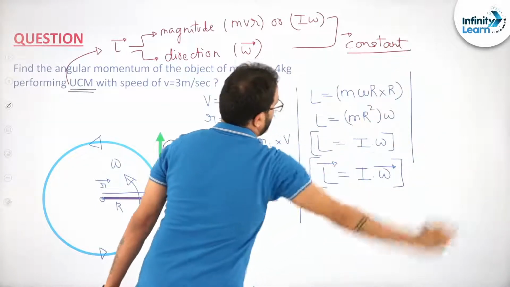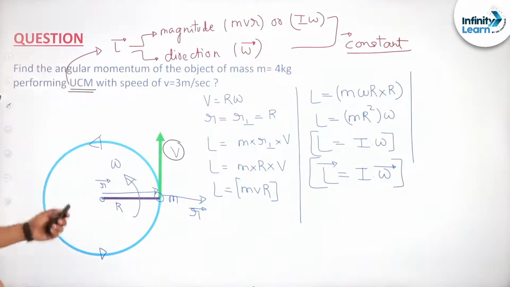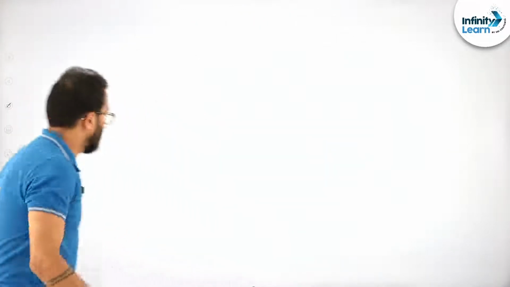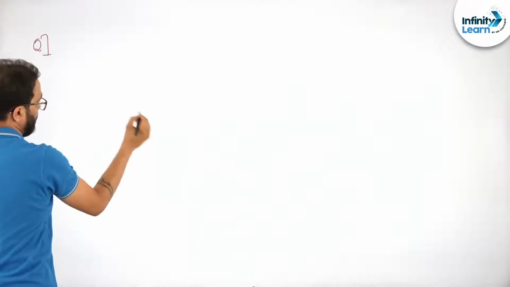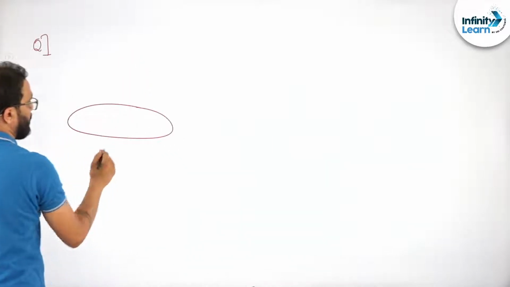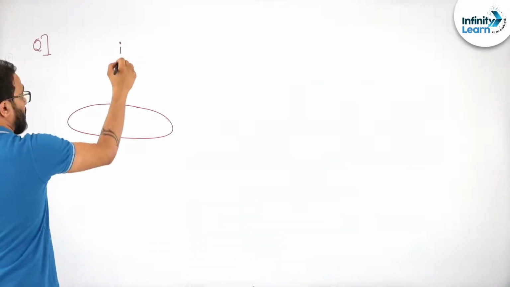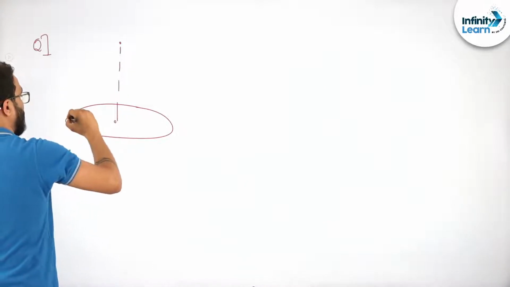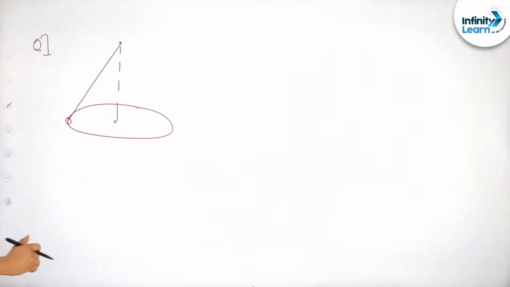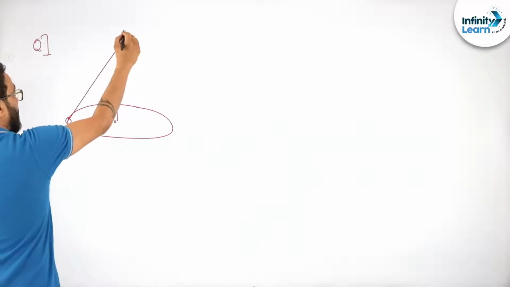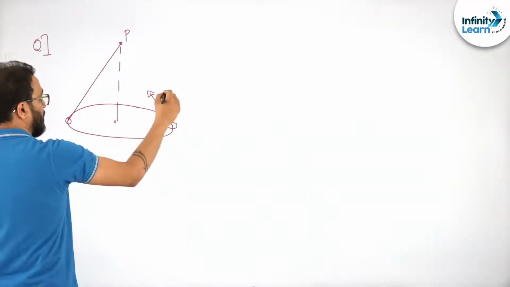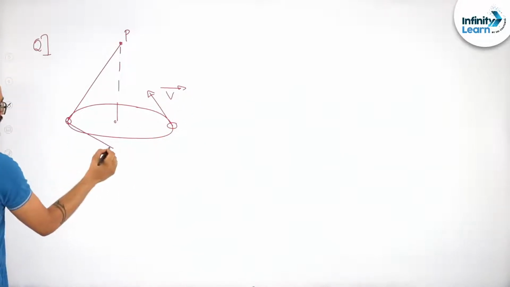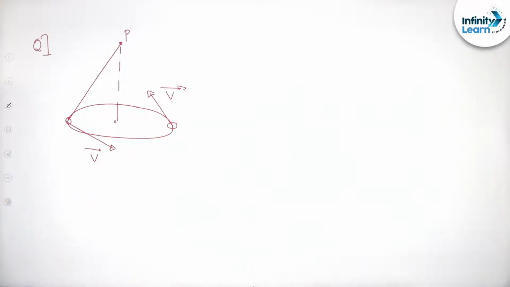Now there is one question which has been asked in previous year JEE. What they are trying to ask is this. See, a particle is performing circular motion like this, a conical pendulum. Can you see? This is a conical pendulum, sort of. So it is performing circular motion like this.